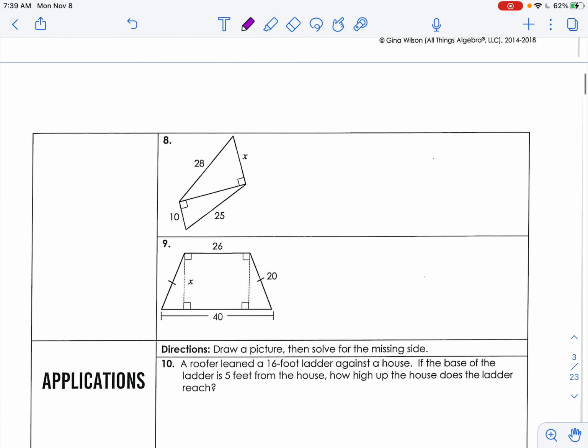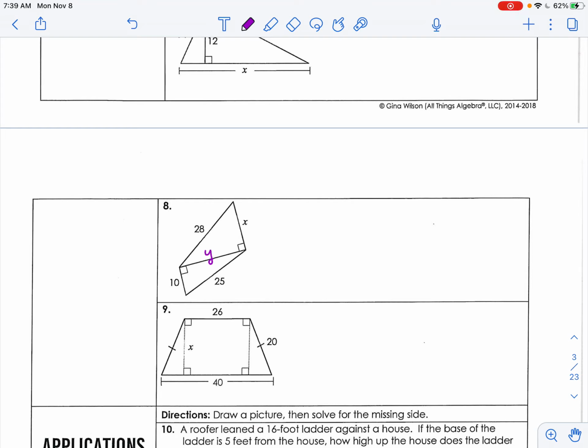All right, let's look at number 8. Number 8 is a question where it shares a side. This one's a little tricky because you do have to find this side before you find x. I just want to go over one of those problems where you have to add a letter. So if I add that, to find y, I would have 10 squared plus y squared to find the shared side equals 25 squared. That would be 100 plus y squared equals 625. I subtract 100, I would get 525, and take the square root. That would tell me y equals 22.9. So again, that doesn't tell you to do that, but that's what you've got to do.